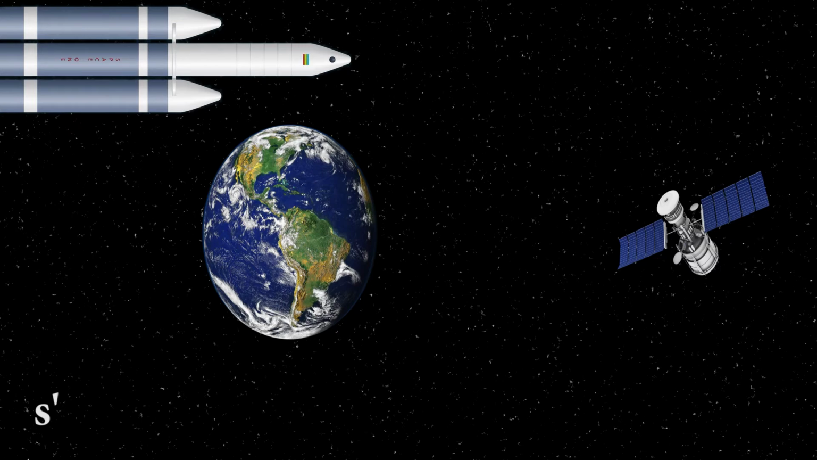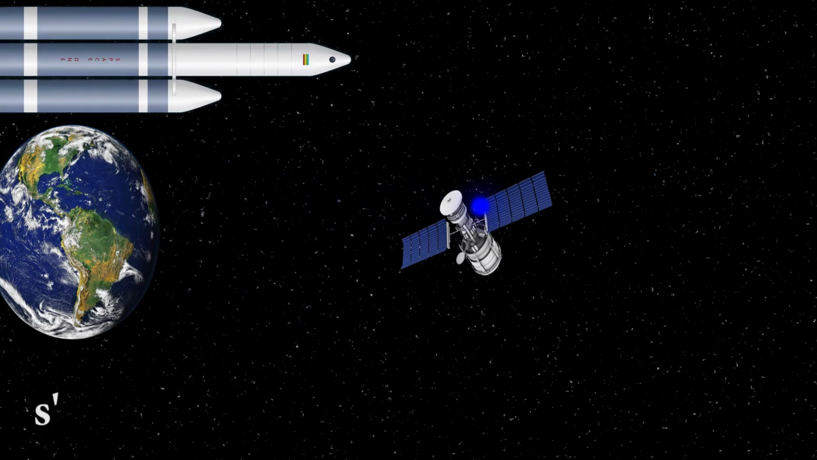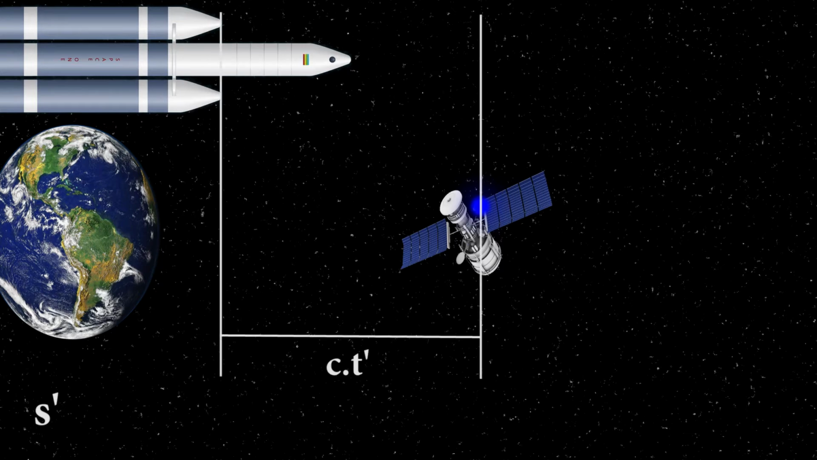Playing the animation again, we realize that the photon will reach the satellite even quicker than we thought from the previous animation. The time the photon took to reach the second event, we will call t prime. And that makes its travel distance, according to the spaceship, c multiplied by t prime.